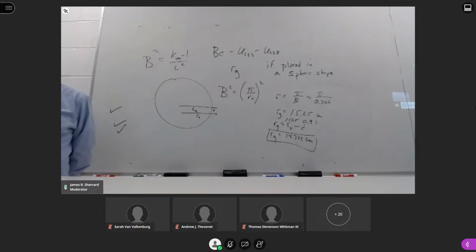I'm going to give you multiple fuels, multiple moderators, and then you're going to have to find K infinity. You're going to have to find buckling. You're going to have to find other values, and then I'm going to have you put it in a shape that I am giving you. And then you're going to have to find various parameters about that.